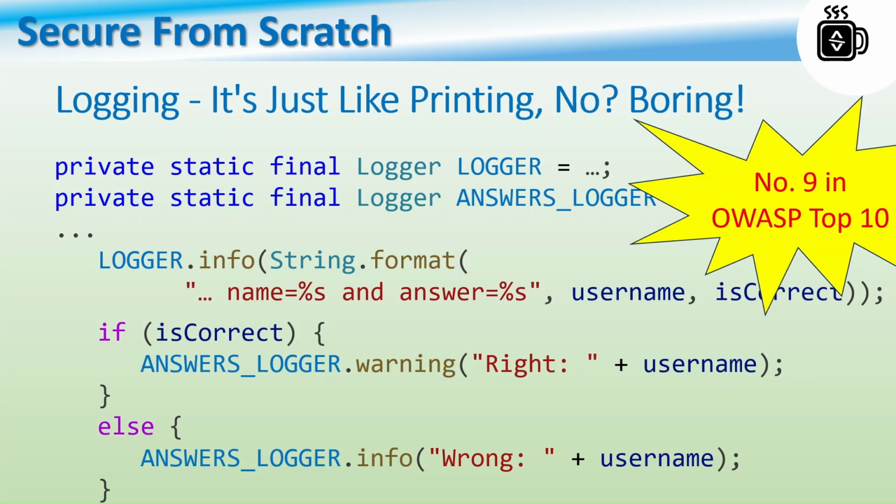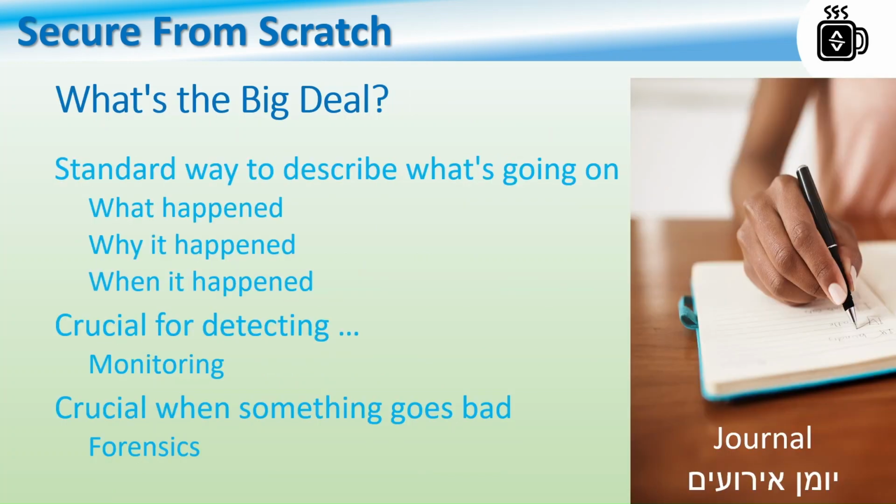What's the big deal with logging? Logging is an event log. We write what happened, when, and why it happened. This event log is used to monitor the system's operation, understand if something bad is happening, such as a hacker attack. After a breach, log analysis reveals what damage was done and how to fix it.